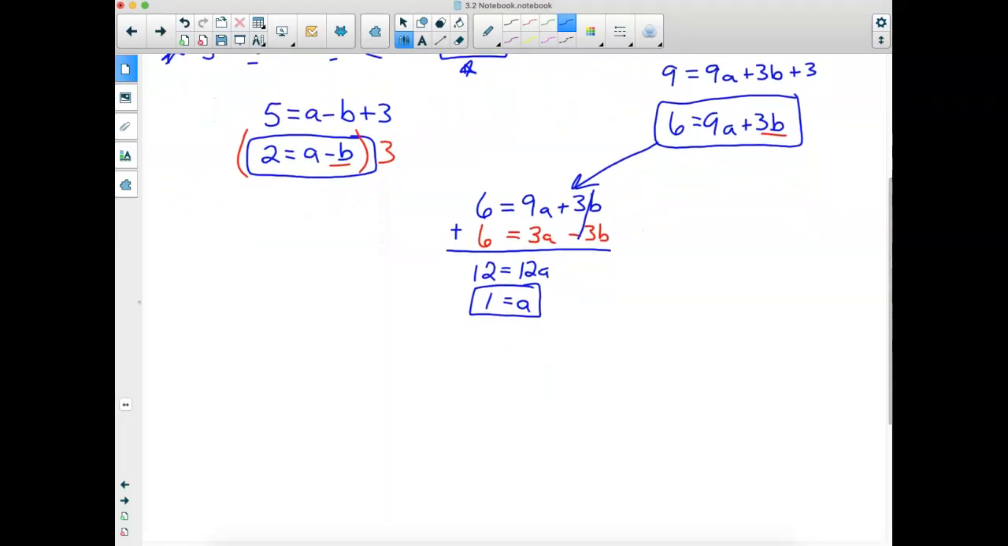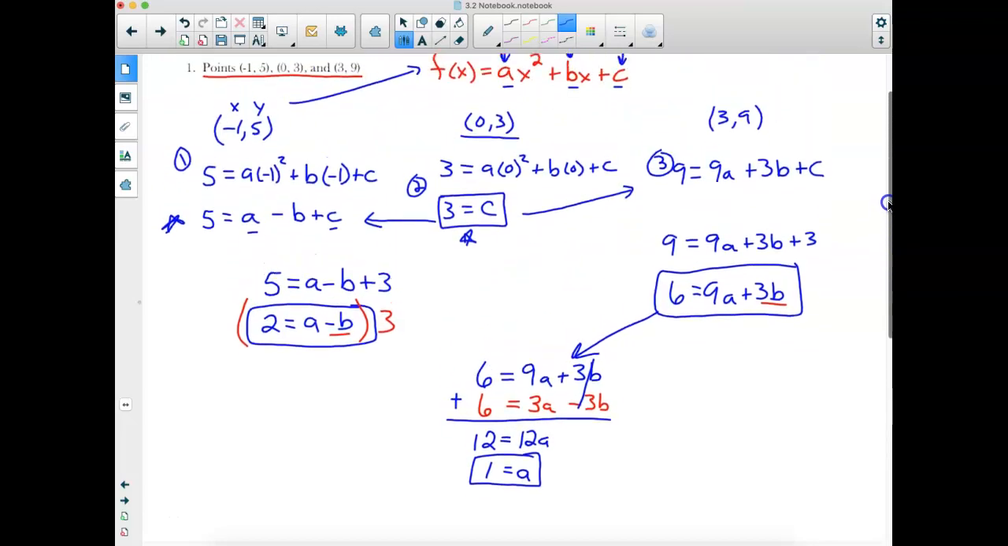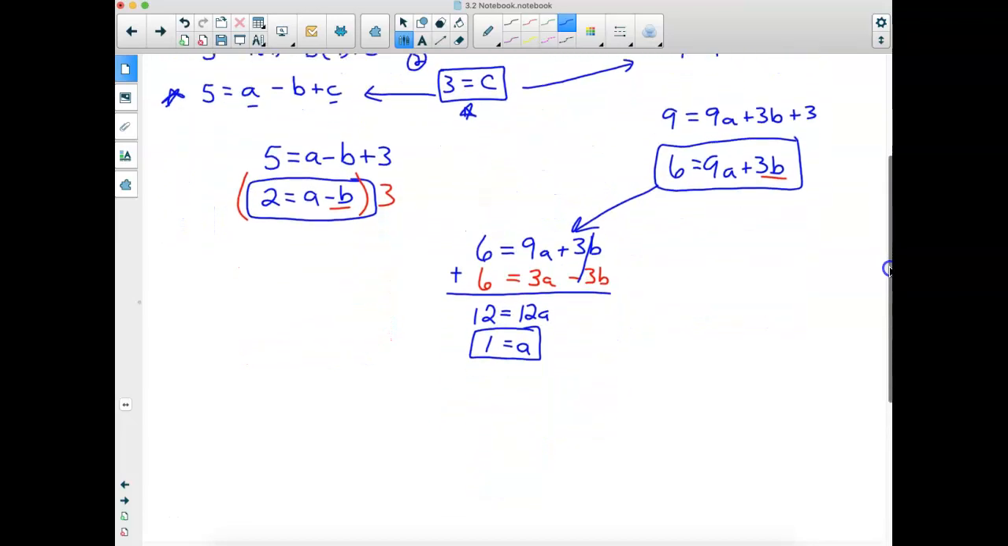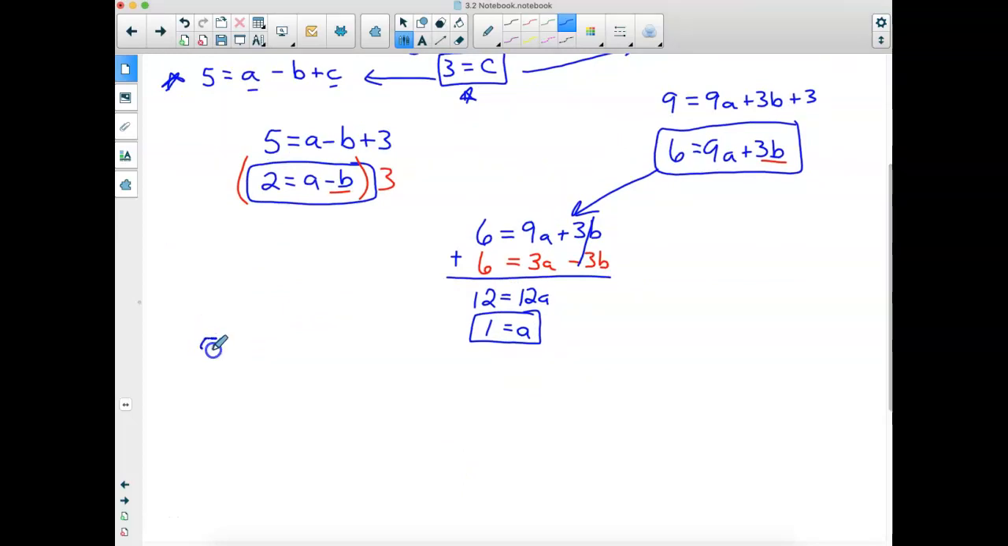So to do that, I'm going to say 5. I can't see that little bugger up there. So I'm going to say 5 equals, my A is 1, minus my B, I don't know what that is, plus my C is 3. But I can see 5 equals 4 minus B. So I subtract, I get negative B equals 1, so B should actually equal negative 1 once it is all alone.